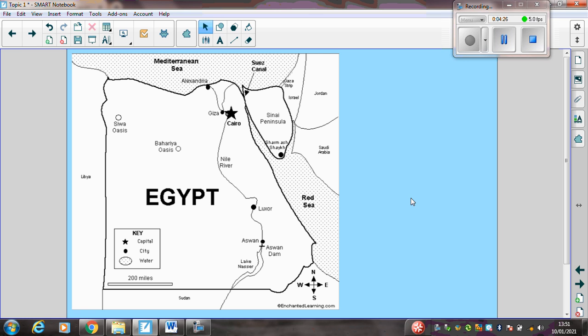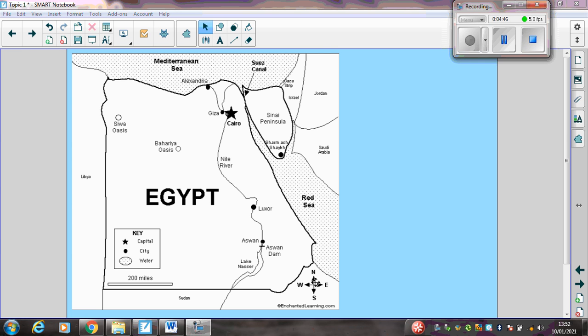Okay, so here we go. This is a sort of zoomed in image of Egypt on a world map. Now, it might be an idea that if you've got access to Google Earth, have a little go with Google Earth, typing in Egypt, having a little look, see whereabouts it is in the world, all that kind of stuff.